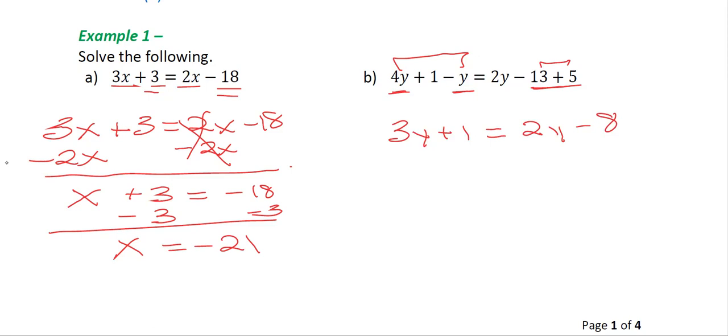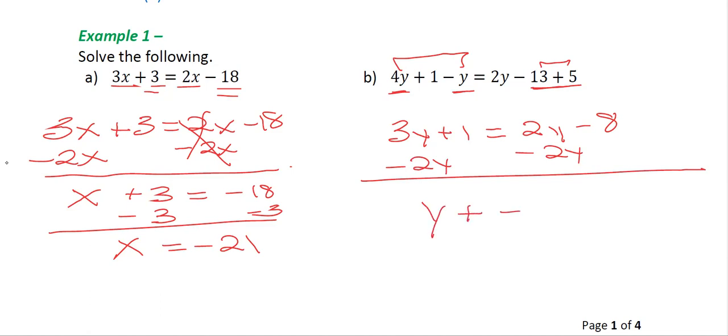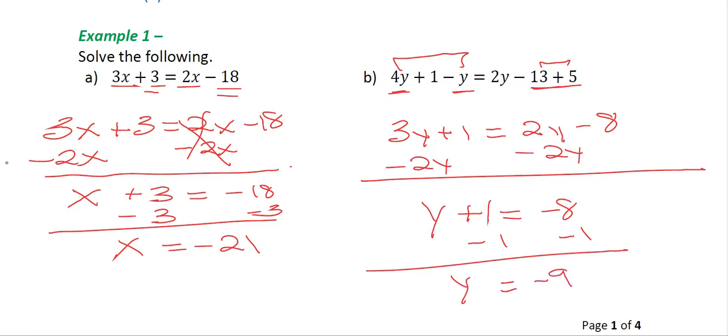Now let's scoot across the equal. I'm going to take this 2y, it's positive, so I'm going to subtract it from both sides. Now I got 3y minus 2y is y. Bring down the plus 1 is equal to negative 8. I want y by itself, so I'm going to subtract the 1 from both sides. Now I got y is equal to negative 8 minus 1, which is negative 9.